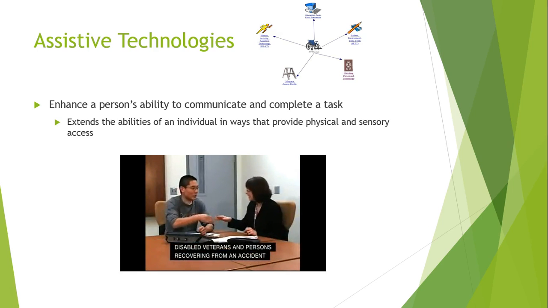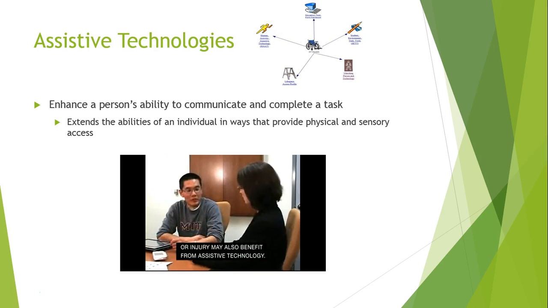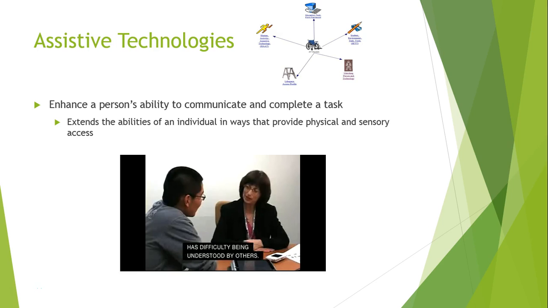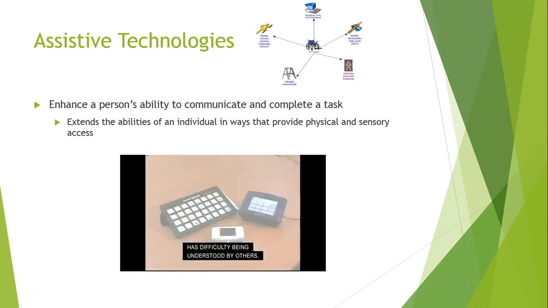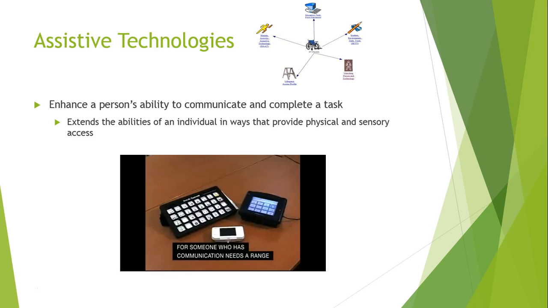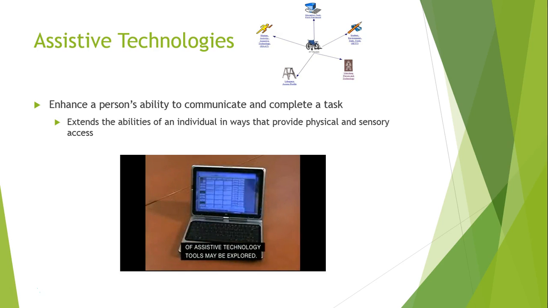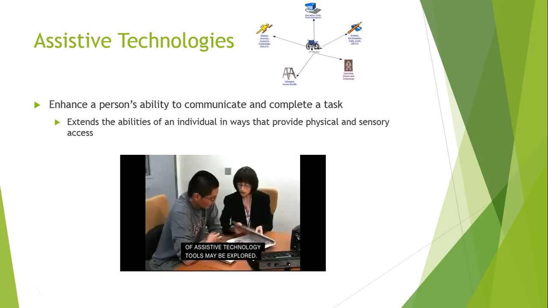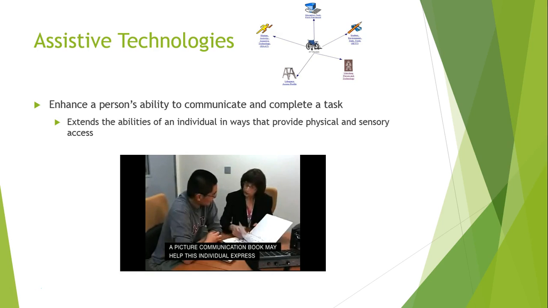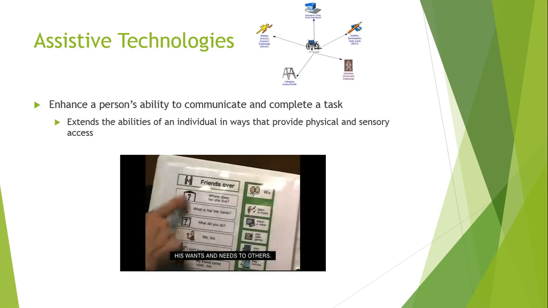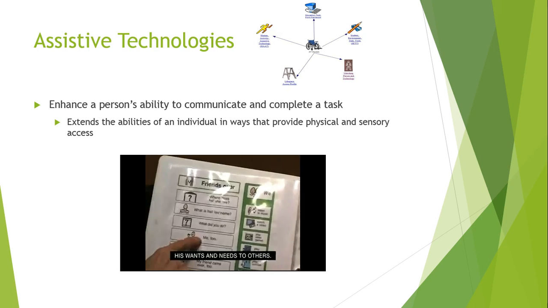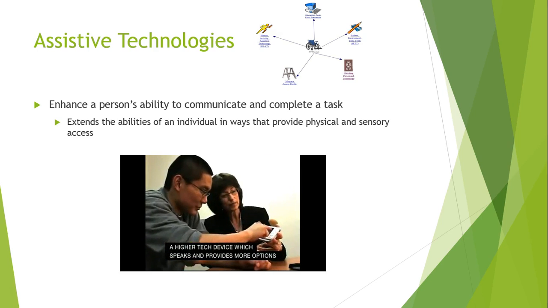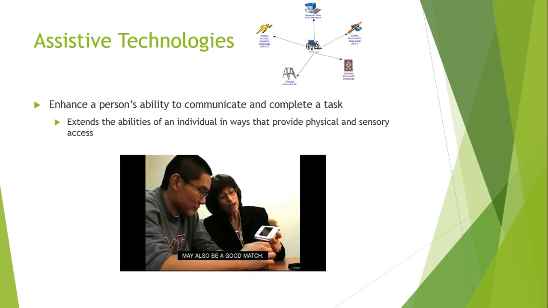Disabled veterans and persons recovering from an accident or injury may also benefit from assistive technology. This young man, who has been injured in a car accident, has difficulty being understood by others. For someone who has communication needs, a range of assistive technology tools may be explored. A picture communication book may help this individual express his wants and needs to others. A higher tech device which speaks and provides more options may also be a good match.